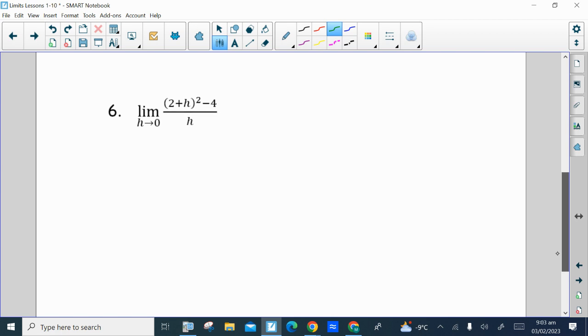So looking at this next one, 0 is a non-permissive value for h. Not always going to have variable x in there. Variables can be whatever they want to be. But 0 is a non-permissive value, so we need to do something to get rid of the h on the bottom, and that something, again, will be factoring.